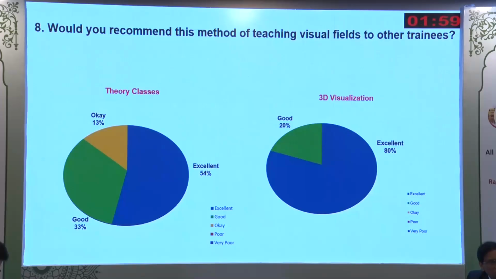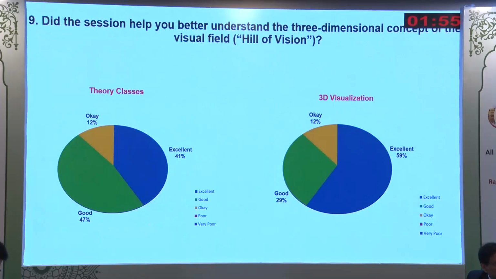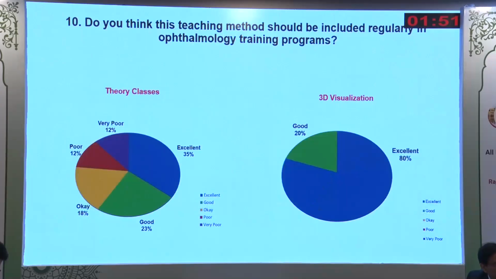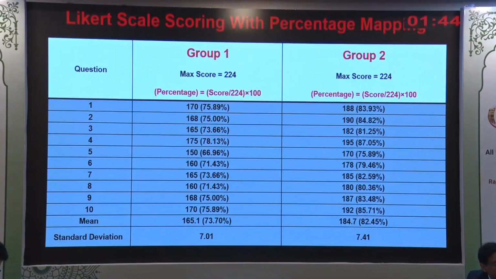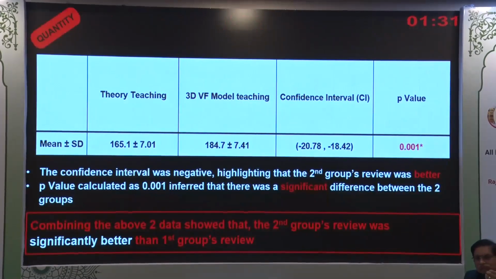As a trainee, how do you conceptually receive the teaching module, and understand it on a 3-dimensional plane, as it is a 3-dimensional functional test? And last, would you refer this, or would you want this to be in your ophthalmological training curriculum, for some of the parameters? The Likert scale with percentage mapping for the 2 groups on 224 points, with 165 in group 1 and 184 cumulative in group 2, with a statistically significant p-value of 0.001 favoring group 2.